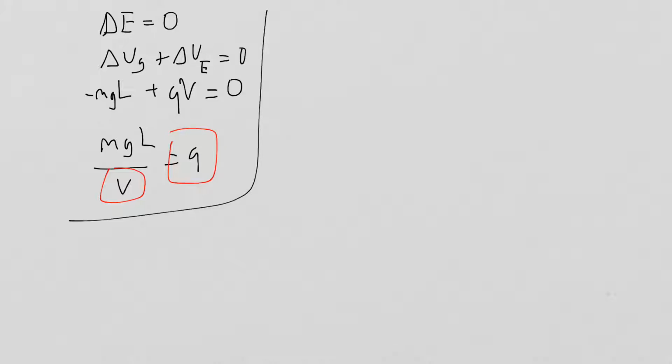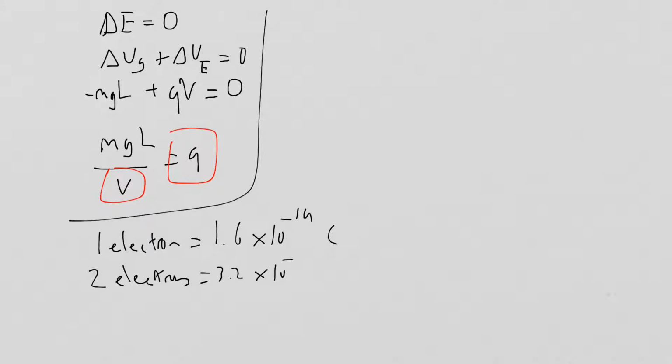So 1 electron is 1.6 times 10 to the negative 19th coulombs. 2 electrons, 3.2 times 10 to the negative 19th coulombs, right? So we can't have something like 2 times 10 to the negative 19th coulombs worth of charge.